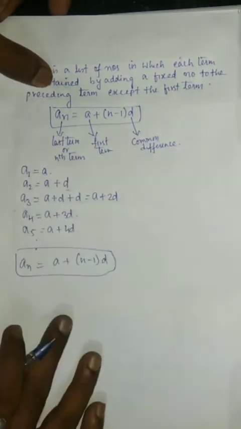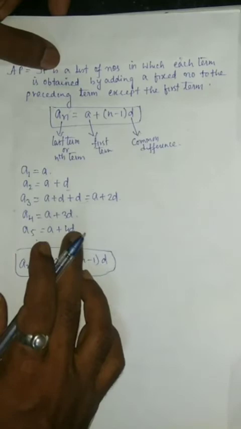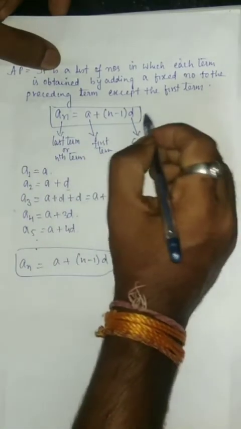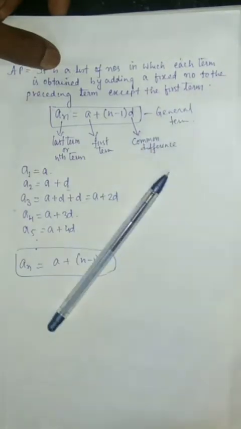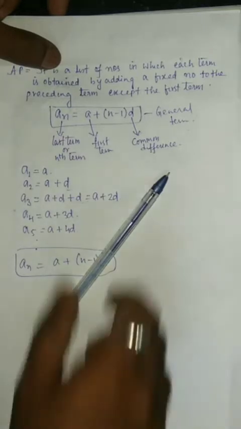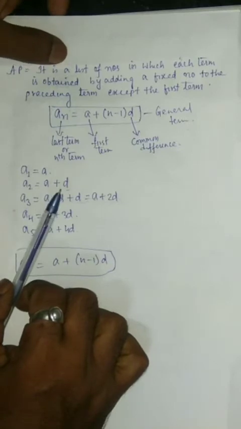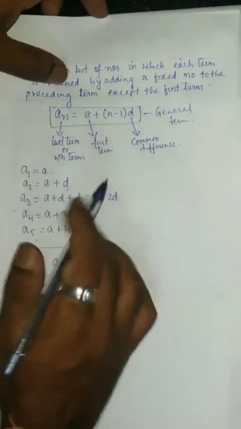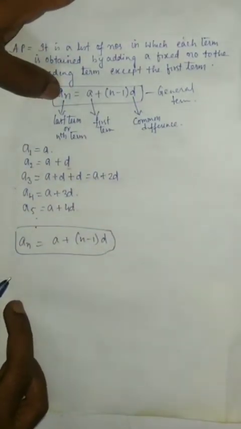Now based on this, we will solve problems. Today in this video I am discussing only the arithmetic progression, how to find the general term of an AP series. In the next video I will be solving more problems on AP series along with another formula, the sum formula, how to find the sum of an AP series. In this video I am not discussing the sum of an AP series. So let me start with some problems.